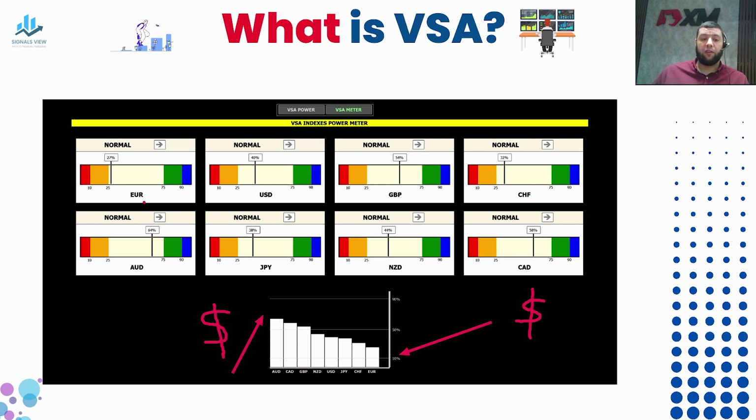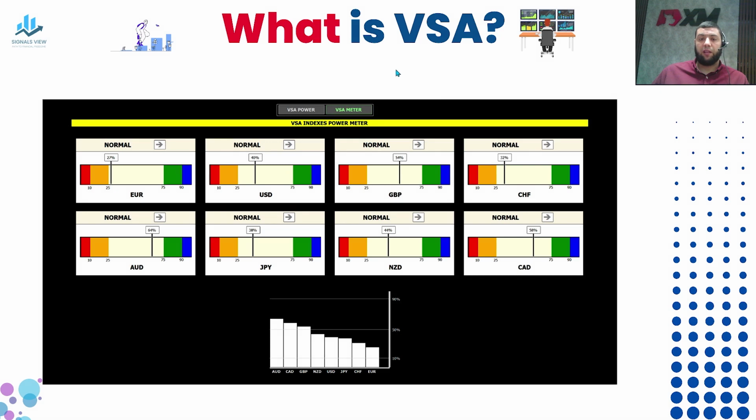Also, it's going to give you the strength of the euro. Euro strength is 27%. USD is 40%. Pound is 54, and so on. So you're going to get the strength of all the currencies, and if it's going to be stronger or weaker, which is really good. So we're going to stay in the top of the market.